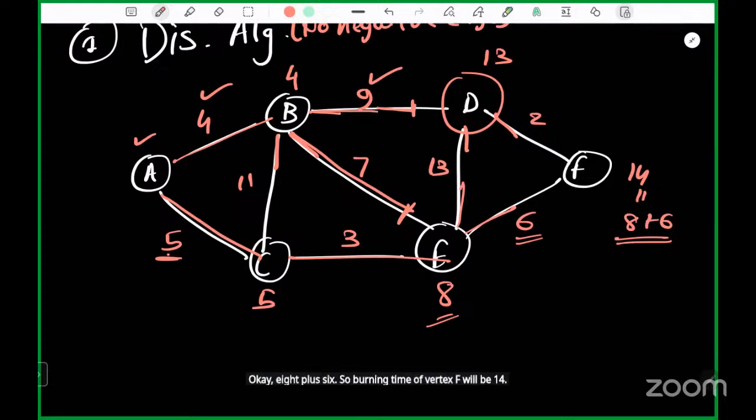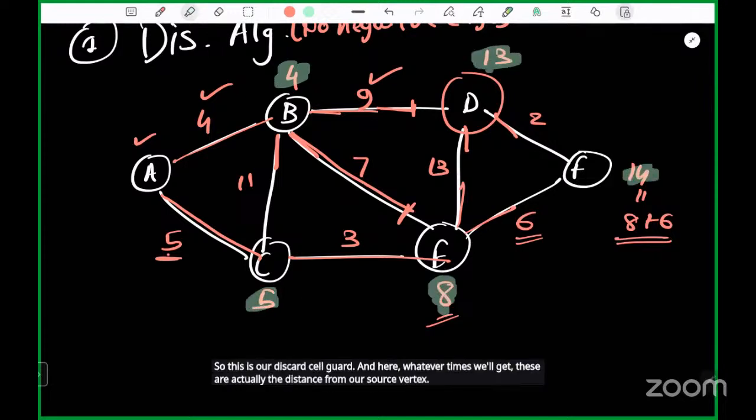So this is our Dijkstra's algorithm. And here, whatever times we get, these are actually the distances from our source vertex A. Is that clear?